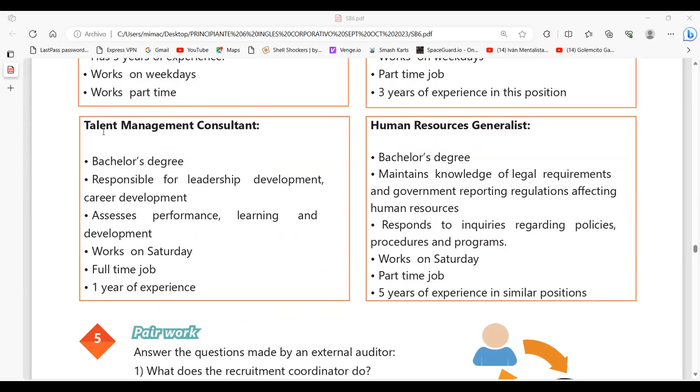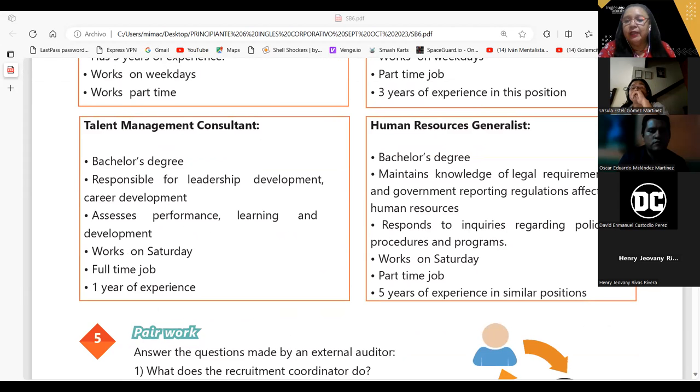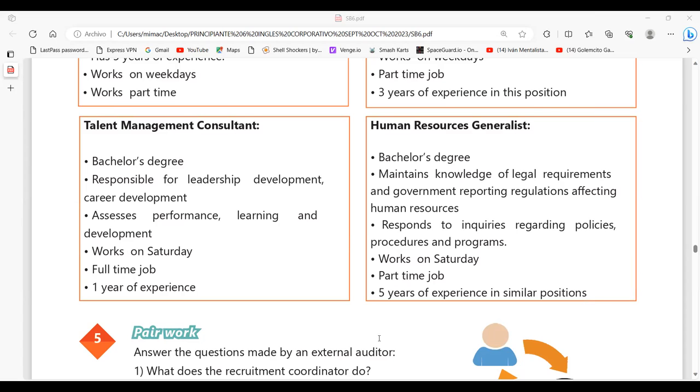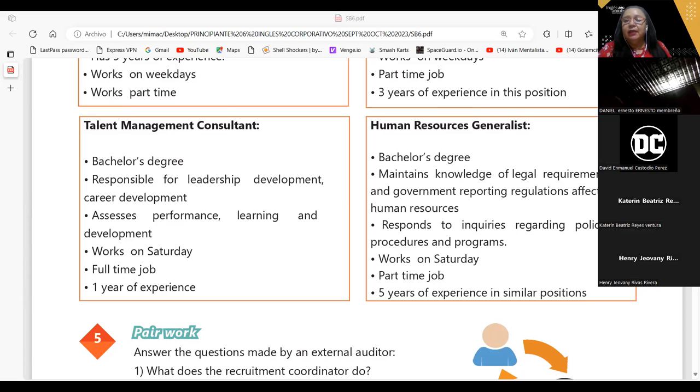And now we have the information about the talent management consultant. One volunteer to read, please. Okay, who is going to read? This one, talent management consultant. Talent management consultant, bachelor degree, responsible for leadership development, career development, assesses performance, learning and development, works on Saturdays, full-time job, 1 year of experience. Thank you so much. Very well. And now, another participant to read the human resources generalist information. Okay, Miss Catherine, thank you.